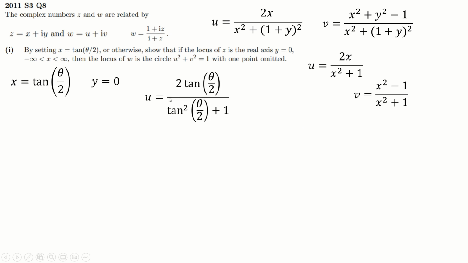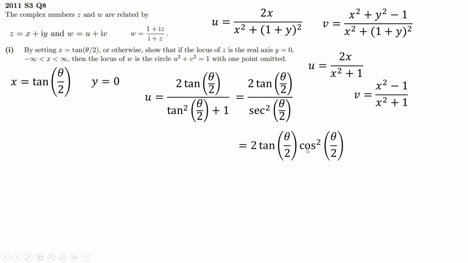So putting it into the u first, we get this. Tan squared plus 1 is sec squared, which is fantastic. Sec squared dividing by sec squared is the same as timesing by cos squared. And of course, because tan is sine over cos, one of the coses will cancel, and you'll just be left with sine cos on top.